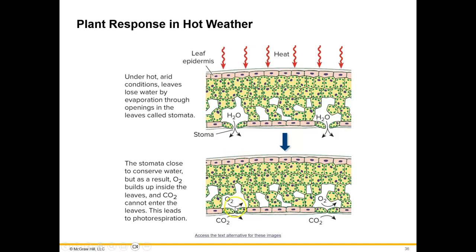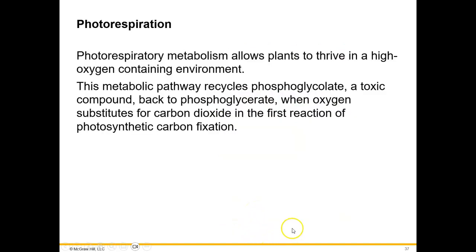Once they close, oxygen's not able to leave. Water's not able to get out of the plant either. CO2 is not able to go in if these stomata are closed. And as a result, it's allowing our plant to thrive in a high oxygen containing environment. So it's basically shifting the energy. Now the plant's not trying to make sugars, it's trying to break down whatever toxic compounds are built up within it. So it's like a pause so that the plant can switch gears.